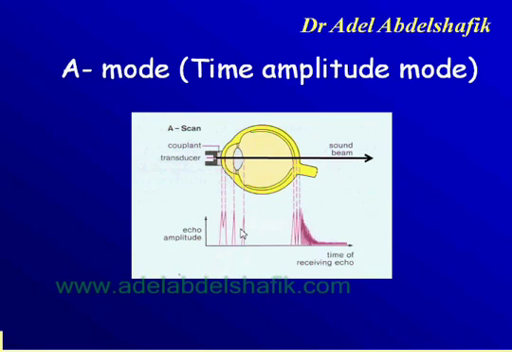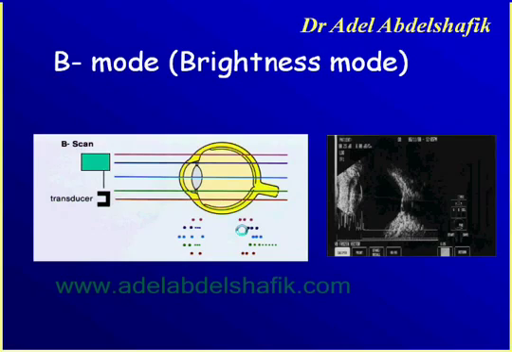So this A mode will give us the length of the eye, the distances between the structures of the eye. We use this, say, in biometry to determine the IOL to be implanted. We need to know the axial length of the eye. This is the first mode.